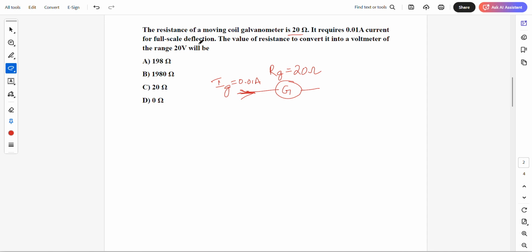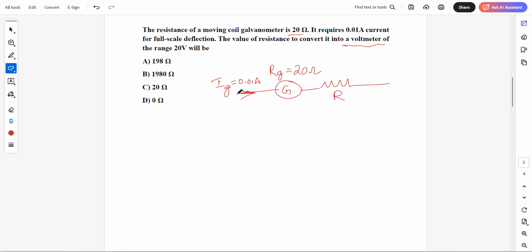For full scale deflection. The value of resistance to convert it into a voltmeter. This is conversion of a galvanometer into a voltmeter. Here a high resistance is connected in series with the galvanometer because we are following the voltage divide rule. Therefore here a high resistance is put in series with the galvanometer.